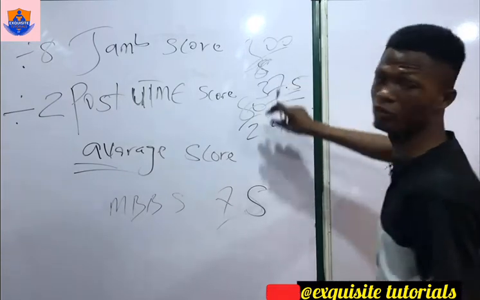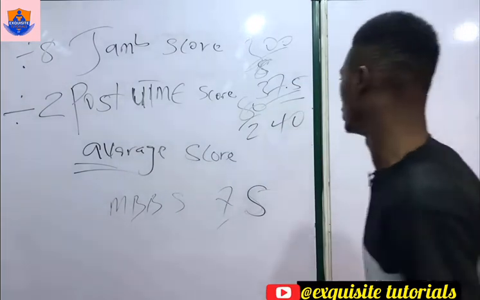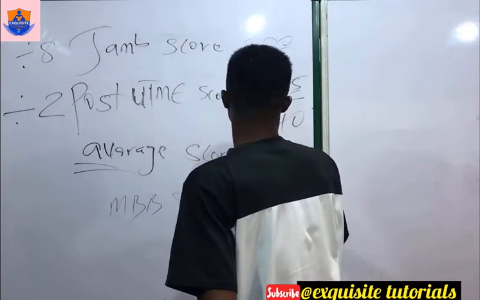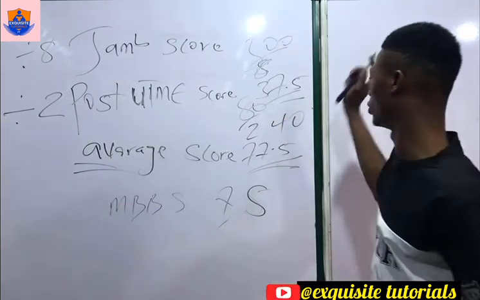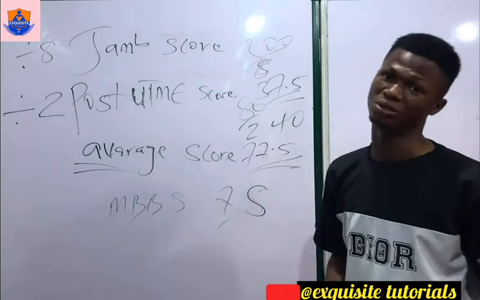So when you add up 37.5 plus 40, you are going to get 77.5. But mind you, universities do not round up. Once there is a point, they assume that you only have 77.